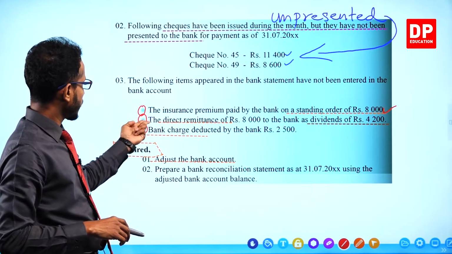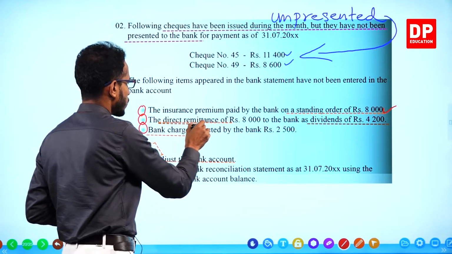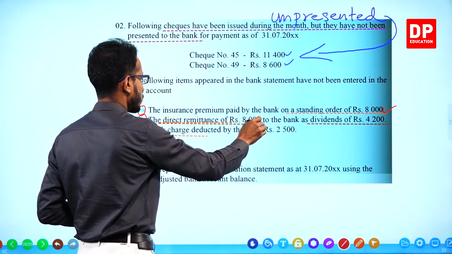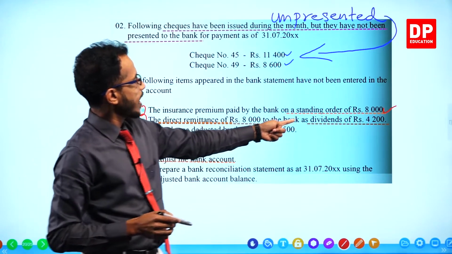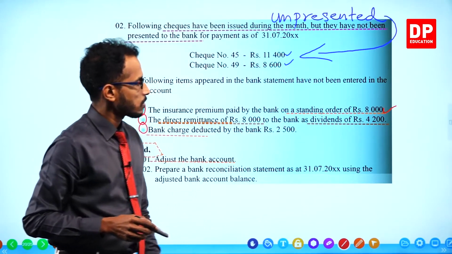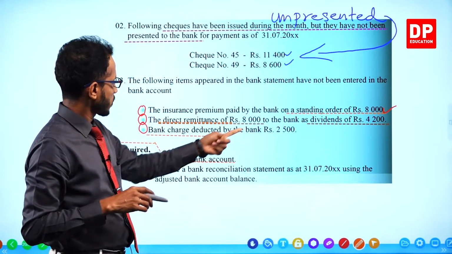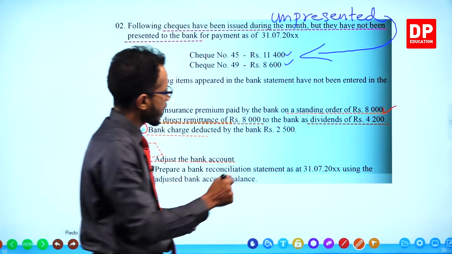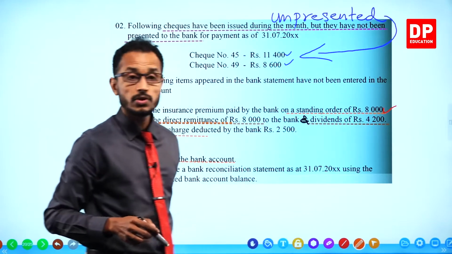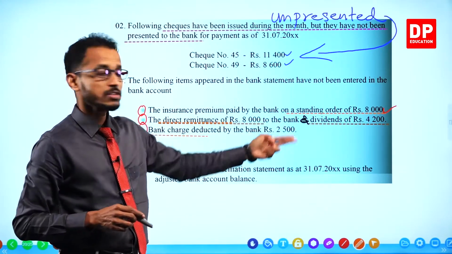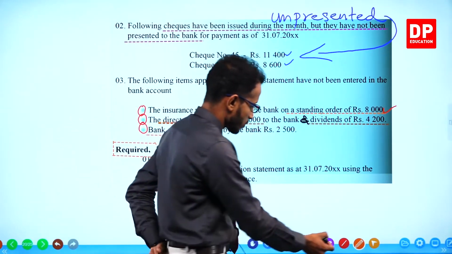So the second information here goes like this. Direct remittances of 8,000 to the bank, and as dividends of rupees 4,200. I adjusted this sentence just to make it clear to you. Okay, dividends.